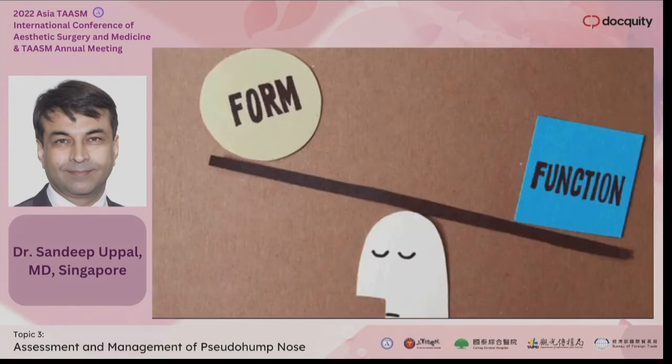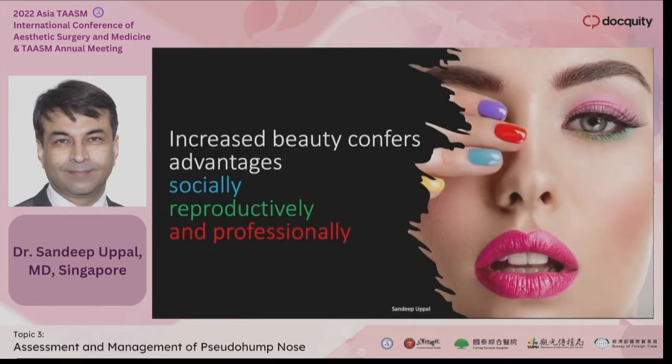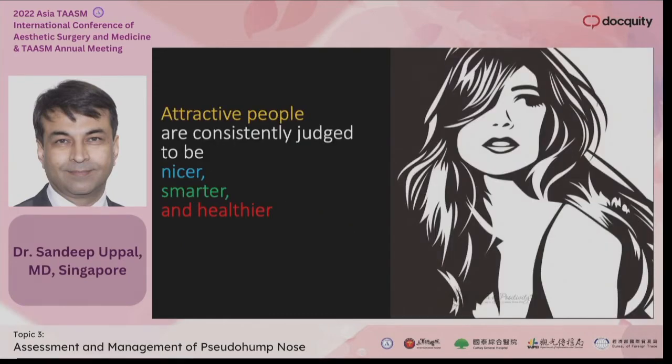A rhinoplasty surgeon has to always be mindful that the primary objective of rhinoplasty surgery is to create an attractive, normal-looking nose which functions well and does not have any stigmata of surgery. It is scientifically proven that the human eye and mind judges someone as being attractive in a fraction of a second. This is not surprising since increased beauty confers advantages socially, reproductively, and professionally. Attractive people are consistently judged to be nicer, smarter, and healthier.